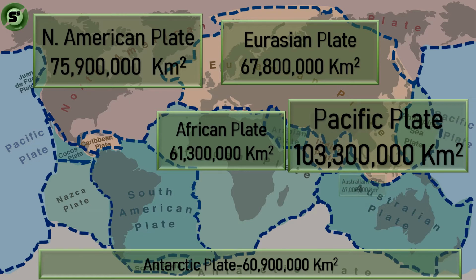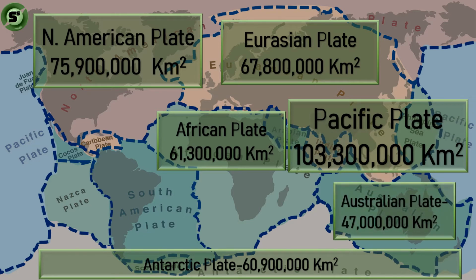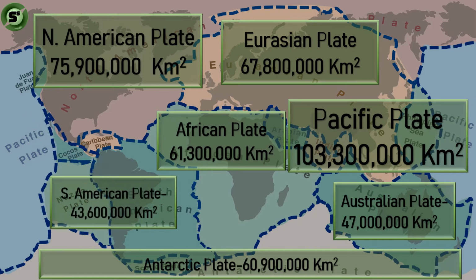The 6th on the list is the Australian Plate, whose area is 47 million square kilometers. The last and the smallest major plate is the South American Plate, which covers 43,600,000 square kilometers. The 7 major plates cover 90% of the entire tectonic map.